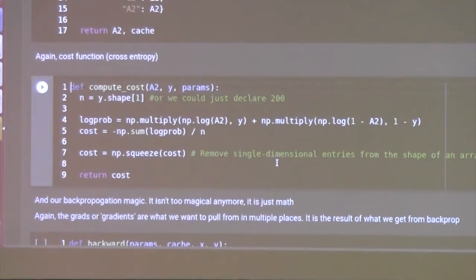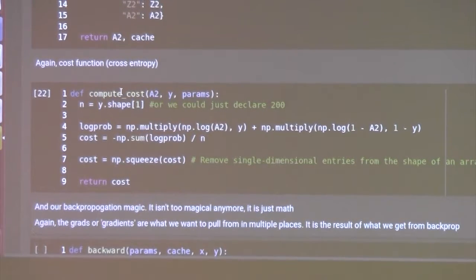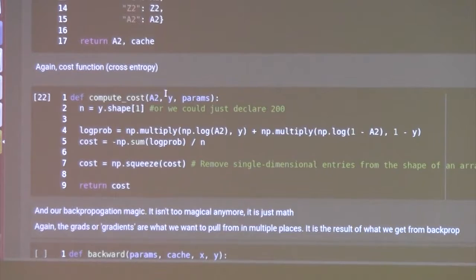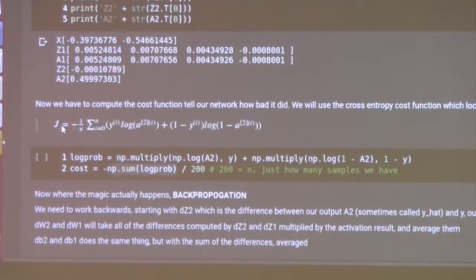And here's just going to be our cross entropy function. The cost is going to be cross entropy, as we had talked about right here.